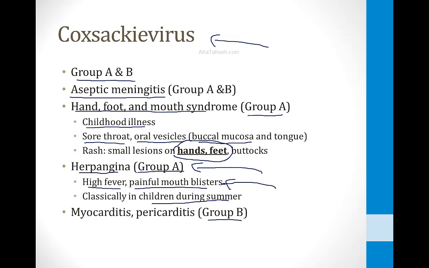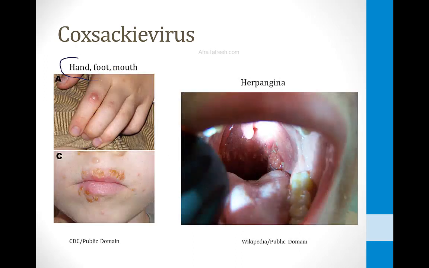Finally, Group B Coxsackie virus is a classic cause of myocarditis and pericarditis. I talk about the symptoms of these conditions in the cardiology modules, but for our purposes here, just know that if they present you with a board question of a patient with myocarditis or pericarditis, Coxsackie virus is a very common cause.